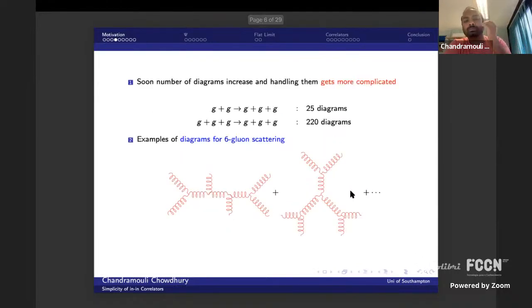But soon the number of diagrams increases and handling them gets very complicated. Let's say you wanted to evaluate a process involving 5 gluons. For a 5-point scattering, you would have to sum over roughly 25 diagrams. And if you have to do a computation for a 6-gluon scattering, you have to sum over 100 diagrams. That would also involve diagrams of different topologies. For example, you can have Feynman diagrams of this kind, where all the propagators are linear, or diagrams of this kind, where the propagators look like drones or something, and many others, of course.